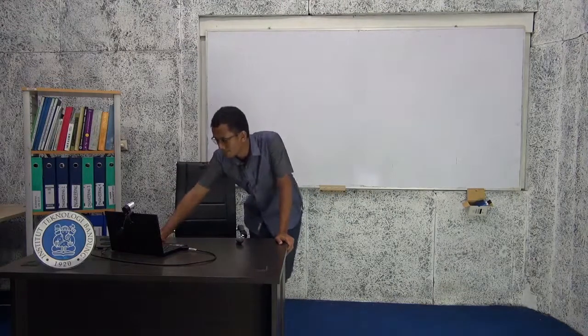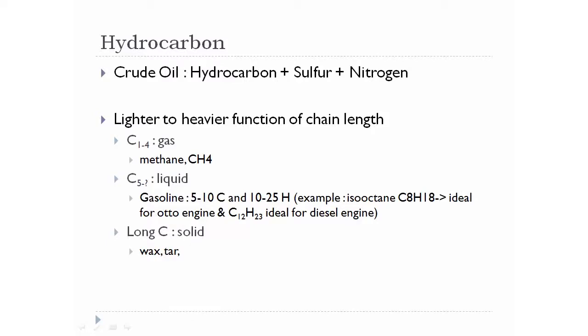different chain lengths. Because these chain lengths are different, the weight is different as well. That's why if you find hydrocarbon from C1 to C4, it is in the shape of gas. C5 onwards, it's liquid. And if we find long C chains, it's solid.